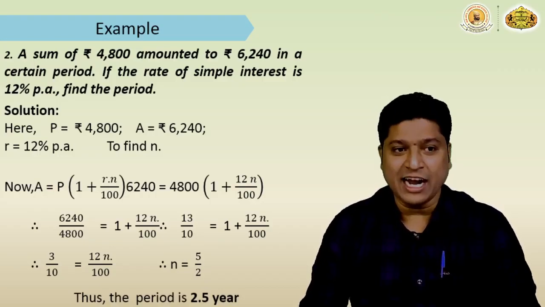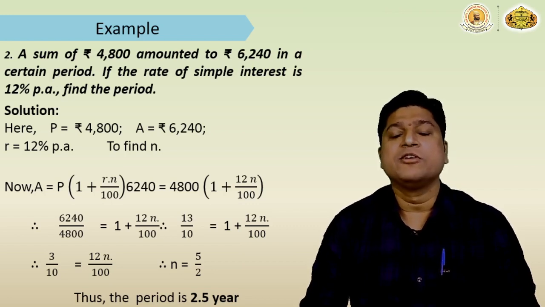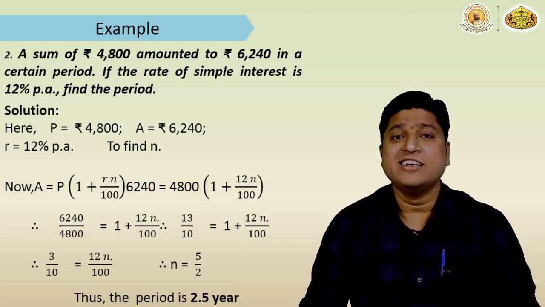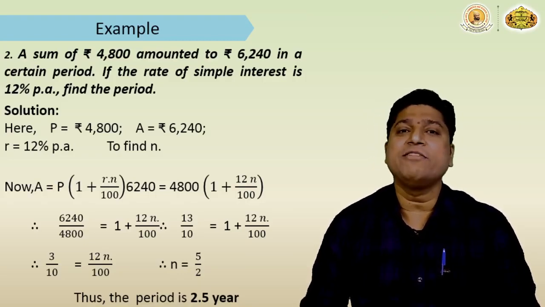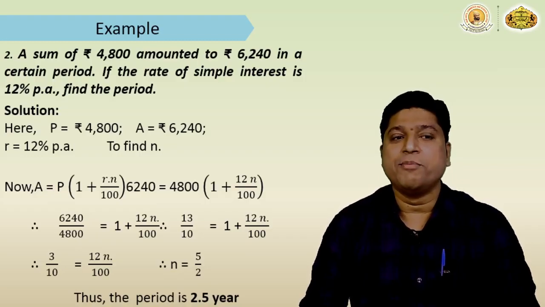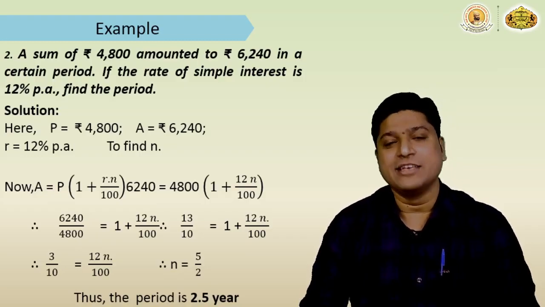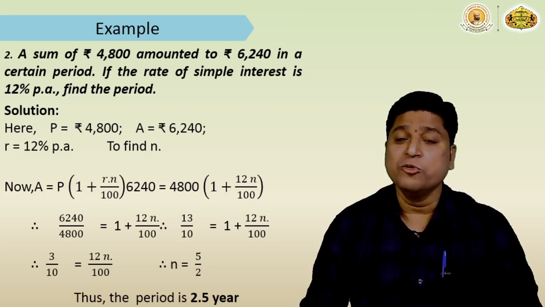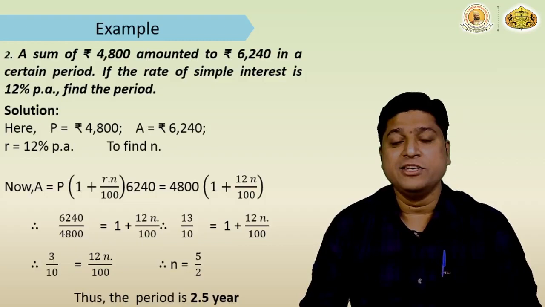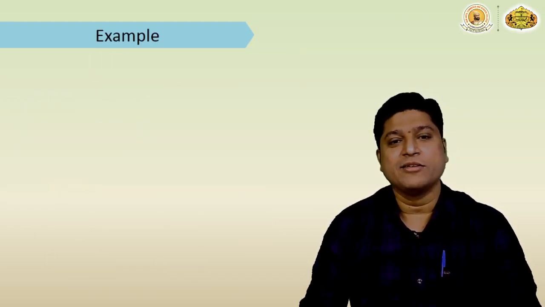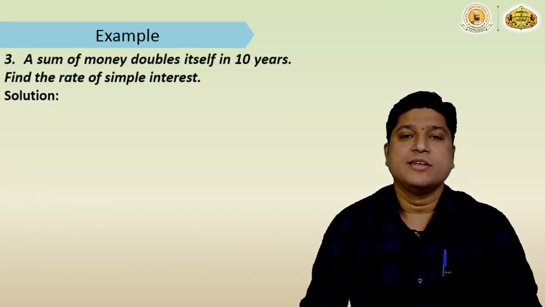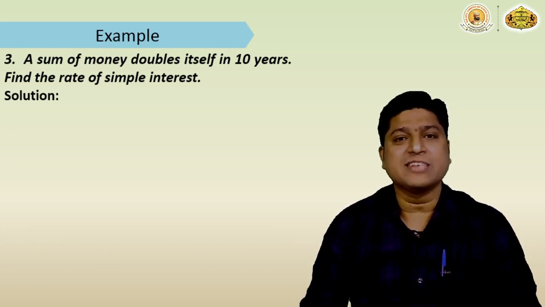So, we can say that when a sum of rupees 4,800 amounts to 6,240 and the rate of interest is 12%, the period is 2.5 years. This is how, my dear students, we can make use of the two formulas which we have just studied. Now we will proceed towards our next example. The example is on our screen.